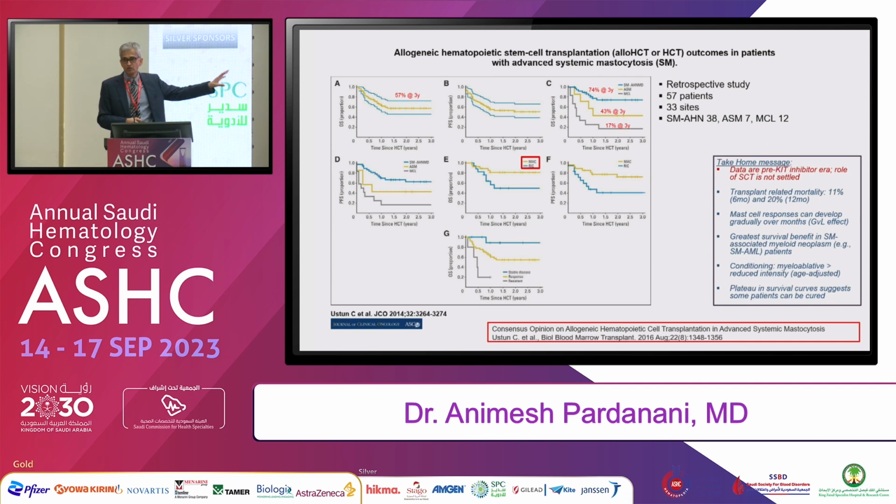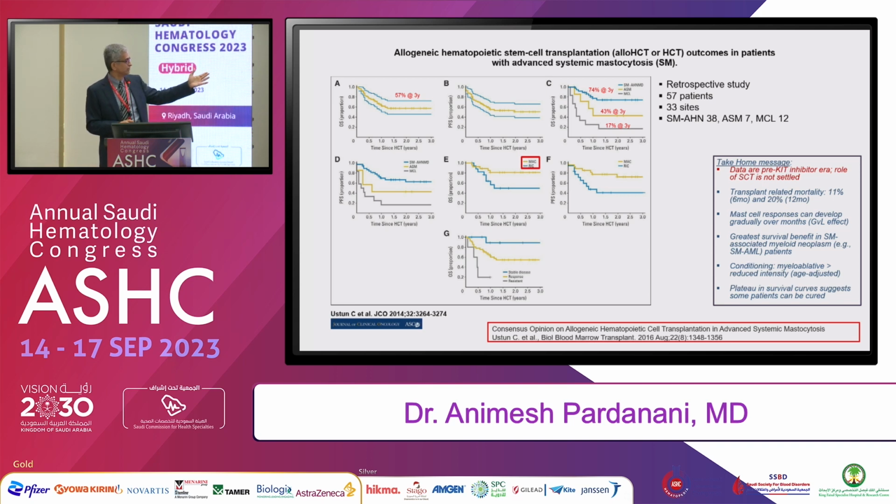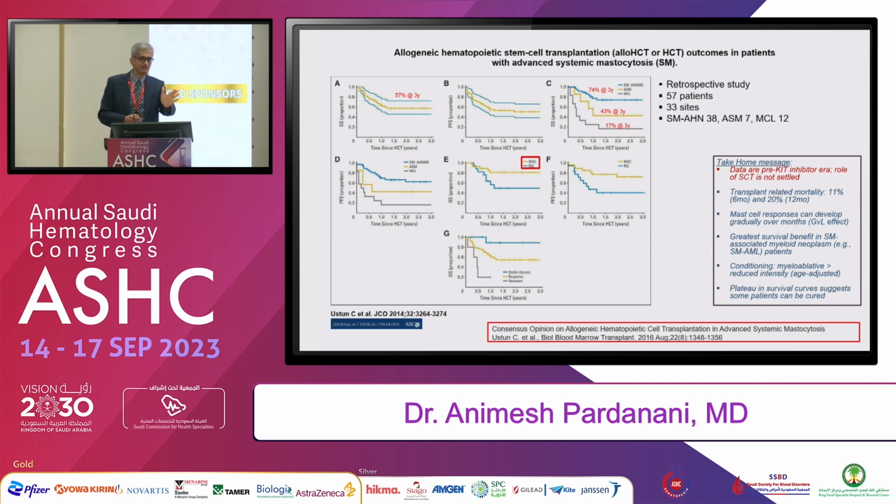So one quick word about the role of stem cell transplant in mastocytosis. Very, very little data. This is the best data we have. 57 patients from 33 centers, and this was published in 2014. This was even before we had these tyrosine kinase inhibitors available. The main message is the overall survival in the top left was 57% at 3 years. But if you look on the top right, the best outcome was for patients who had an associated myeloid neoplasm.